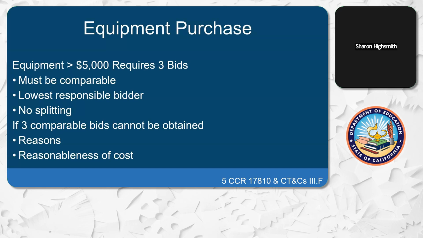Okay, equipment greater than $5,000 requires 3 bids. And again, it must be comparable, is awarded to the lowest bidder, and no splitting. For example, you cannot split office equipment into smaller purchases to avoid the bidding requirement.